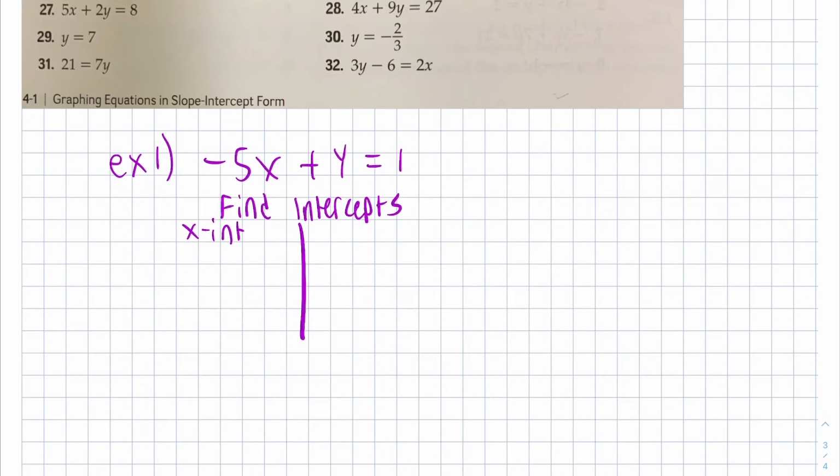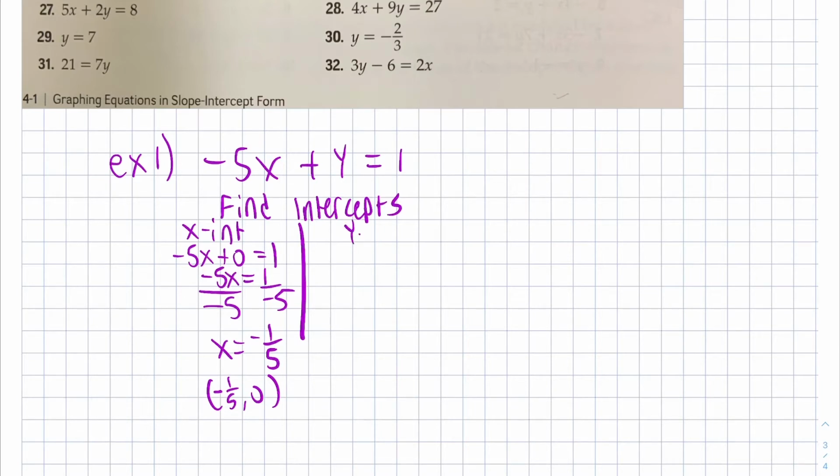If we're finding the x-intercept, then we are plugging 0 for y. So negative 5x plus 0 for y is equal to 1. That means negative 5x equals 1. If we divide by negative 5, x is equal to negative 1/5. As a coordinate, that would be negative 1/5, comma 0. That'll be one of our points that we use on our graph.